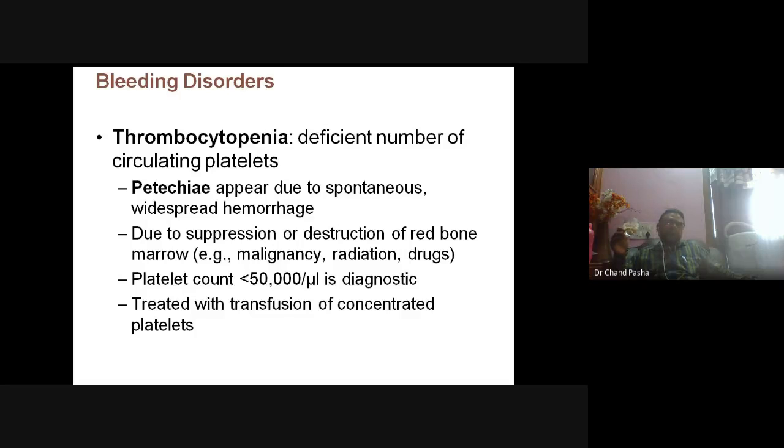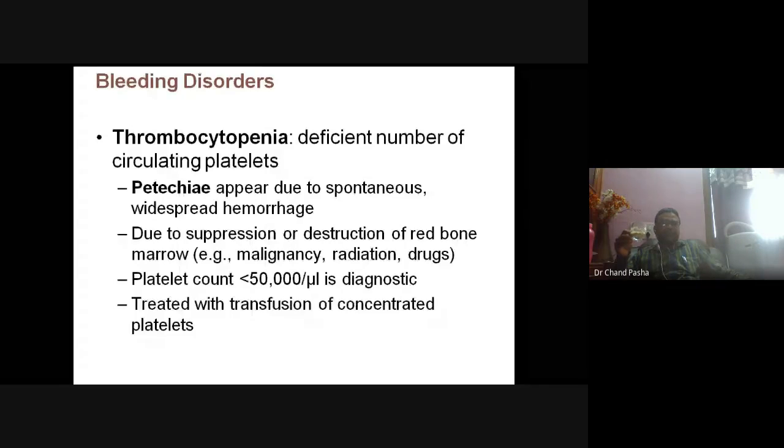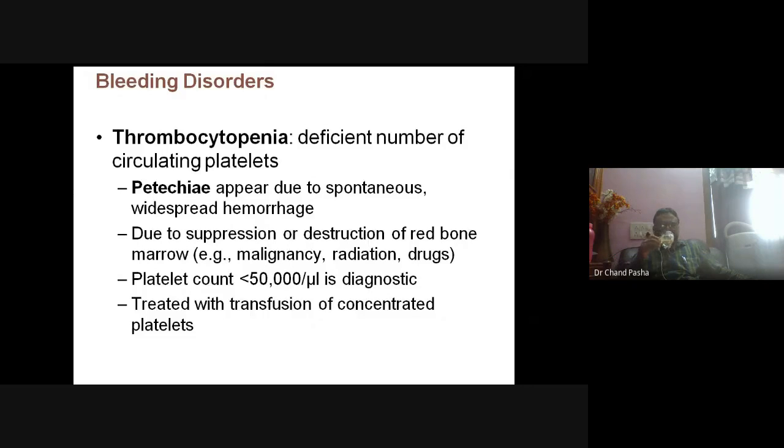Even in cancer, as I told you in blood cancer, because mature cells are not being produced, or abnormal cells are being produced, platelets also get reduced. Because the required cells are not there, clotting does not take place, so generally bleeding will take place. And petechiae appear due to spontaneous widespread hemorrhage. Hemorrhage is blood loss due to suppression or destruction of red bone marrow.